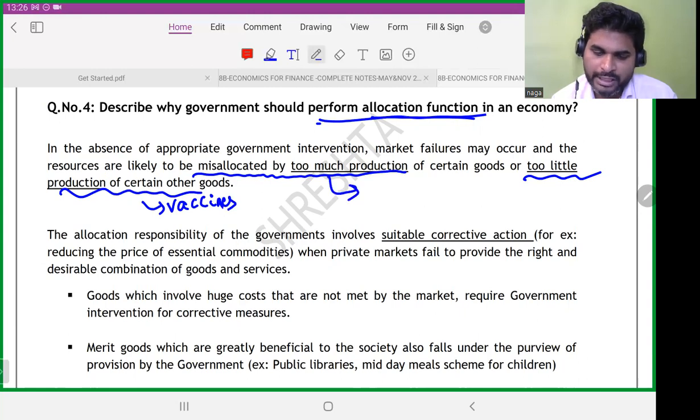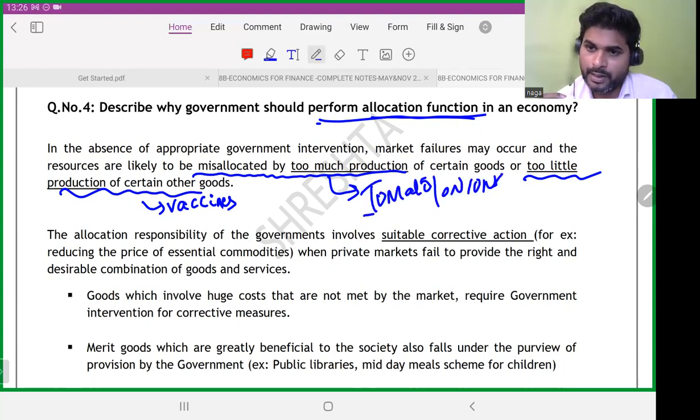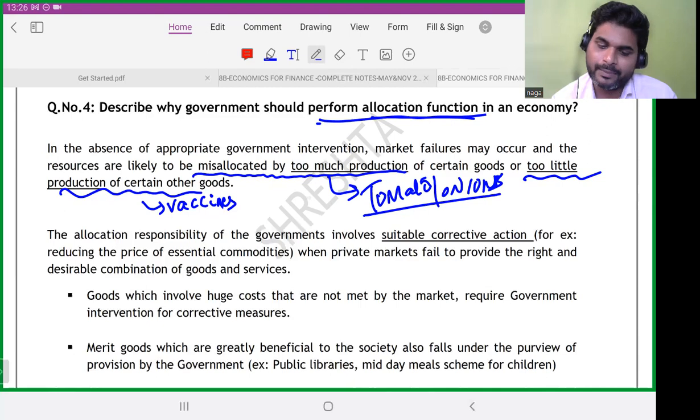Farmers are not given proper guidance, and due to that they sometimes produce a lot one year, and next year they all will stop, and then there will be a sudden jump in the prices. So all of this happens for various reasons. The market failures do happen if the government is not there. That's why government advises farmers to produce certain crops this year based on the expected demand and supply. Those things government does. So that is the reason why government should do the allocation function.